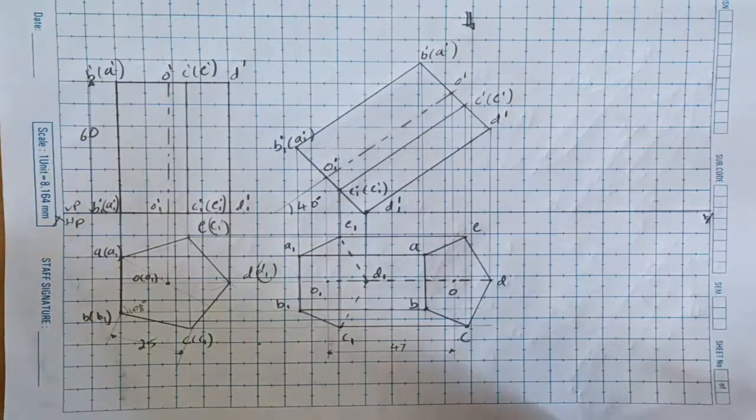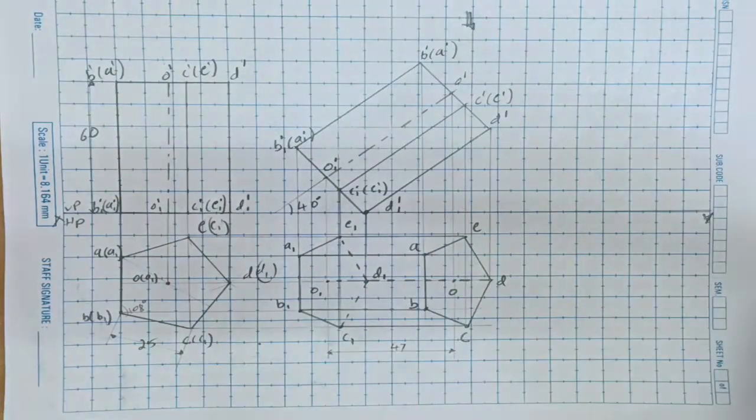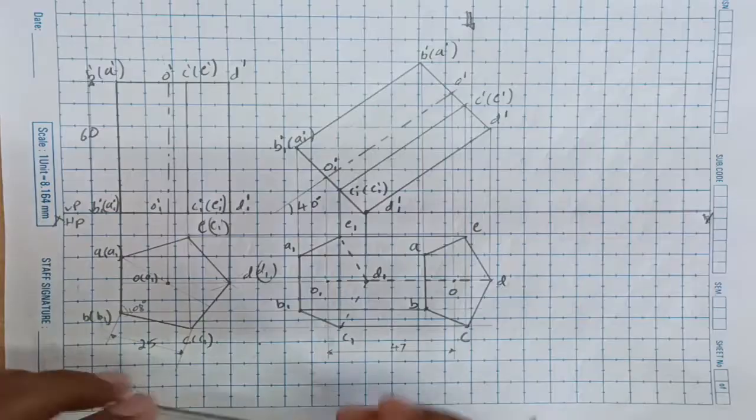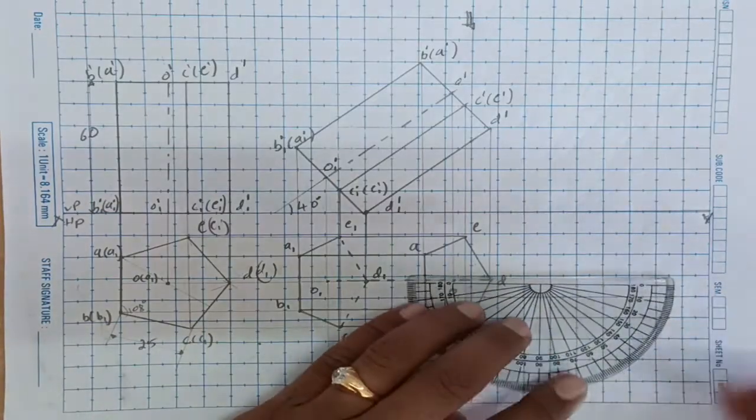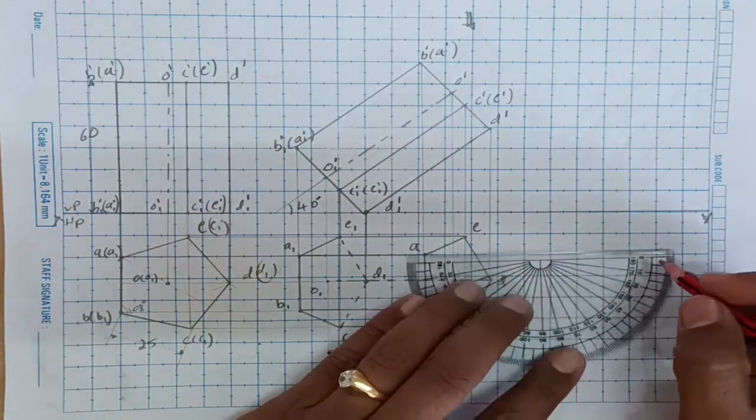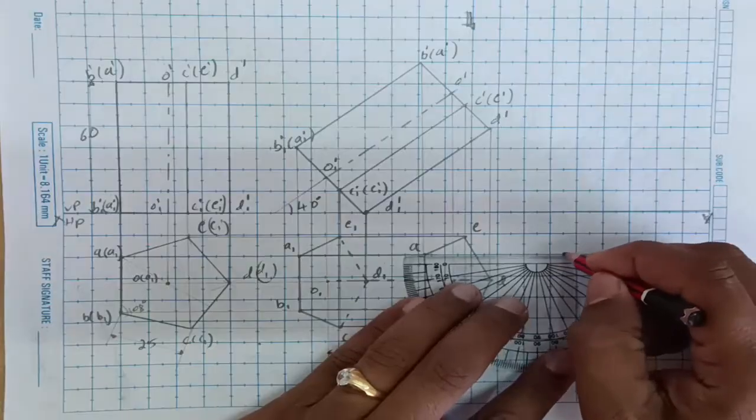In the question, if "appears to be" is mentioned, no need to find beta. Here they did not mention "appears to be", so we need to find the beta angle. First we will write the actual angle they have given. The actual angle they have given here is 30 degrees.